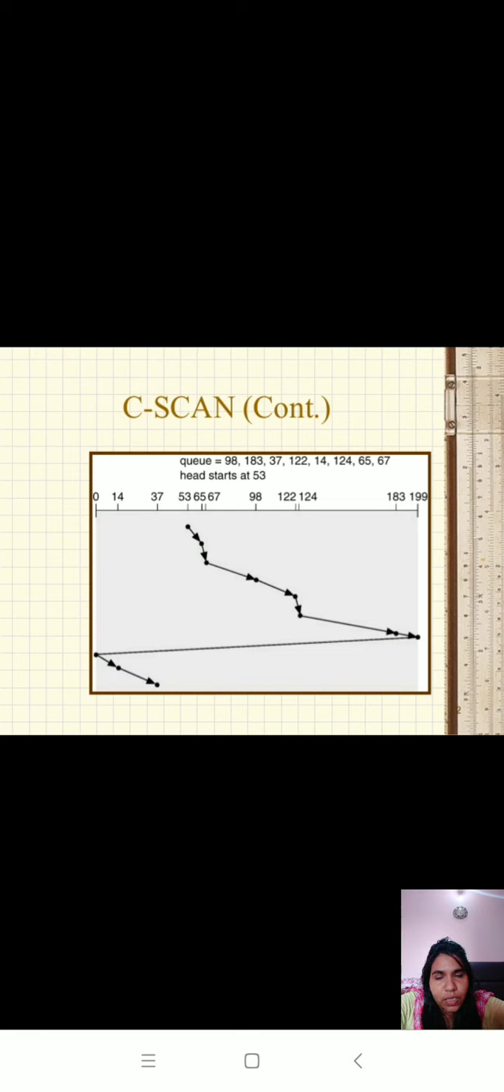You have to take the difference: 199 minus 53, plus 199 minus 0, and after that you have to add 37 minus 0. Then you calculate exactly what the answer is.